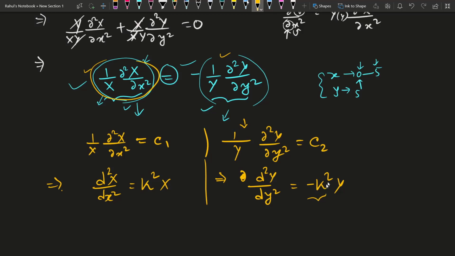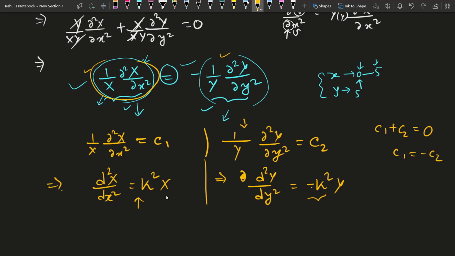Why should this be minus k square? Because c1 plus c2 must be equal to 0, right? If we take the left hand side, this total thing is c2, and this is c1. So c1 plus c2 must be equal to 0. That means c1 is actually equal to minus c2. But we will take the plus sign here and the minus sign here.